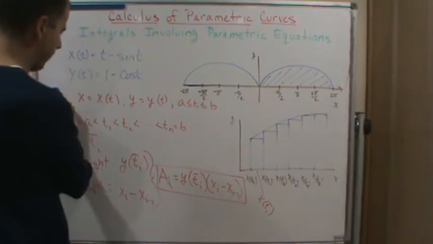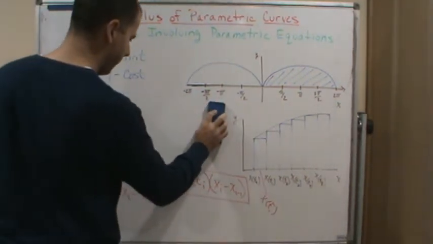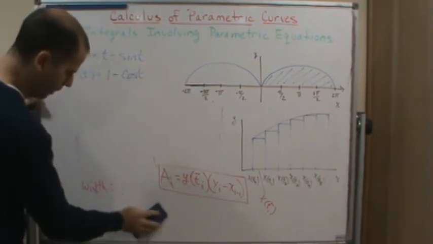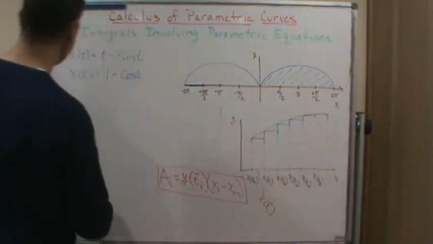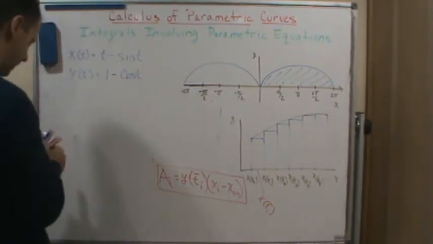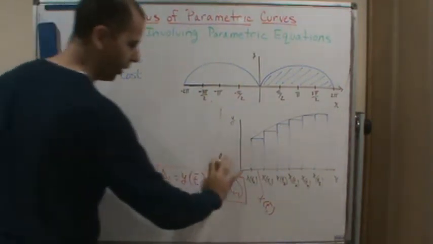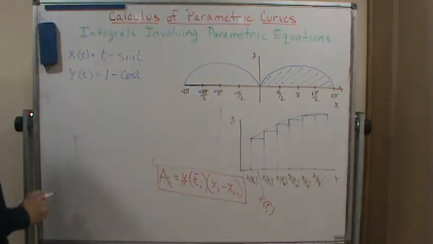So now let's go back here. I'm going to erase some of this. Okay. Again, you should have this in your notes. So now what we're going to do is take this result and create a Riemann sum. And we're going to add all the rectangles from A to B.